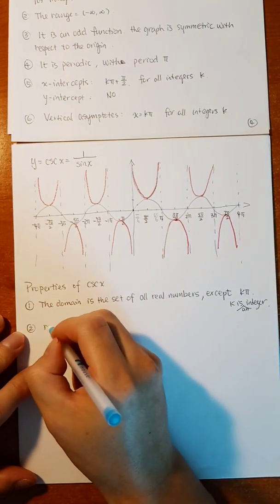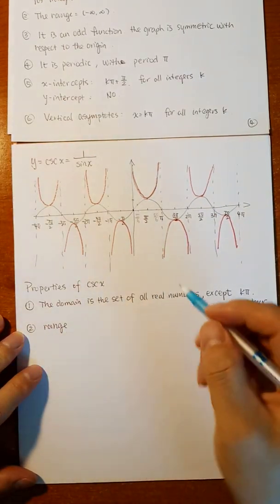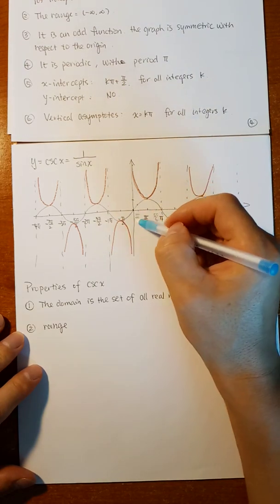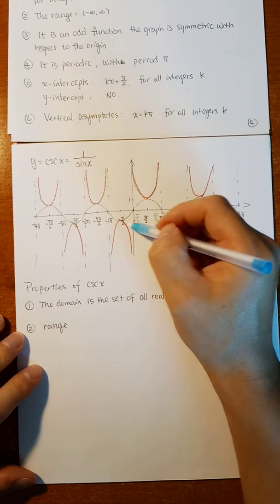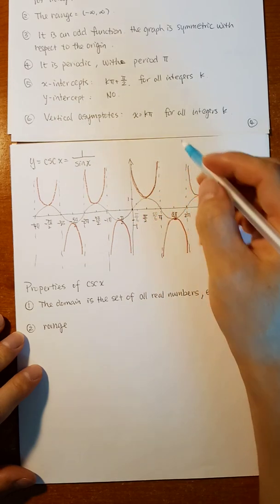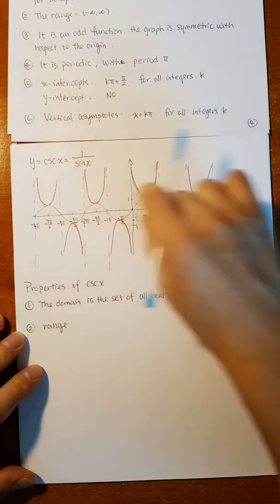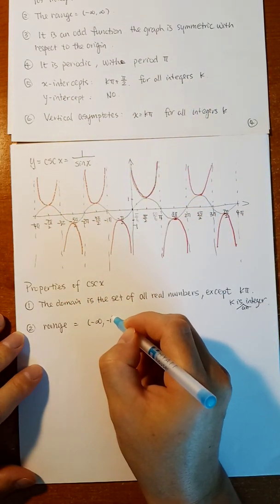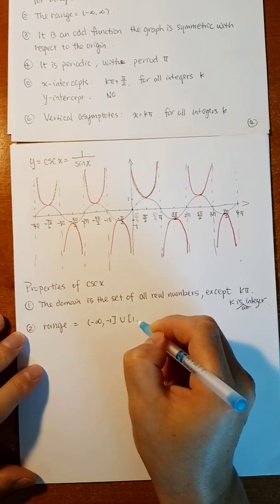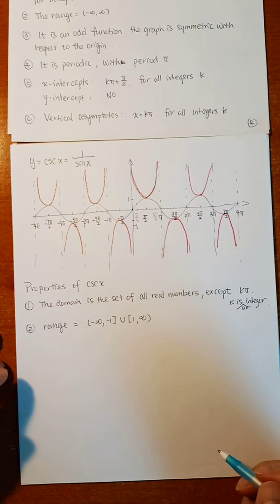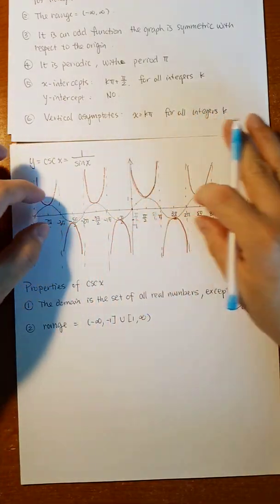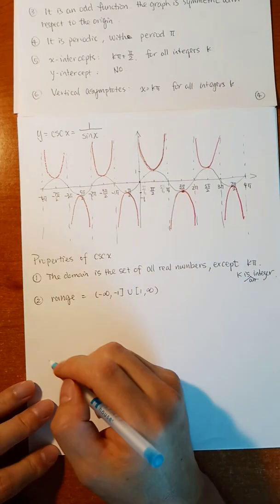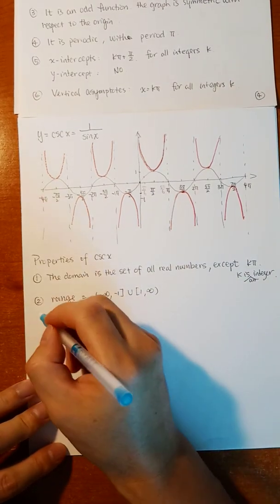The range. You see here, it is either less than -1. This is -1. This is +1. It's either less than -1 or greater than +1. It does not go between -1 and +1. So the range is from -infinity to -1, union from 1 to +infinity. Okay, so it misses the middle band.